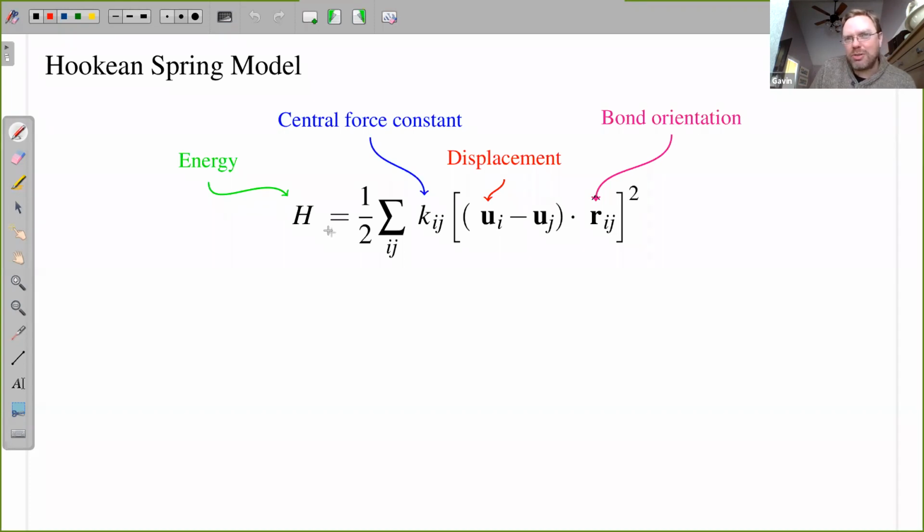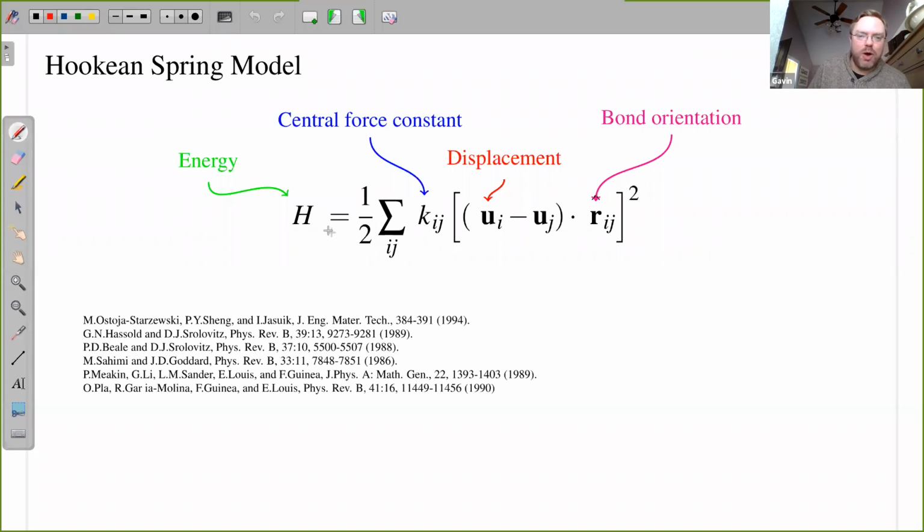Now, obviously, in a Hookean spring, those springs can rotate around, and so in this model, the bond orientation will vary as you start to deform the system. And these are quite popular, really, in terms of simulating a lot of micromechanics, a lot of systems that have inclusions and fracture mechanics and things like that.